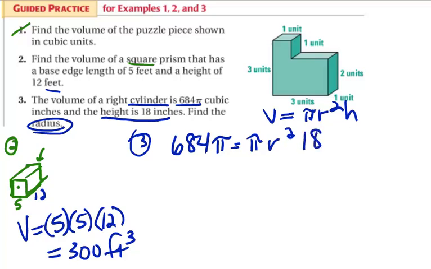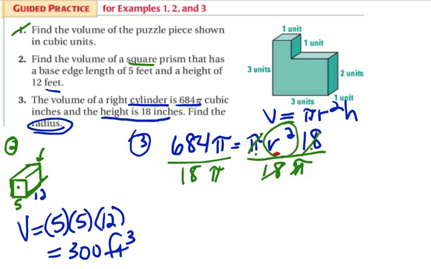All right, so we have to solve for r squared. There's what we're solving for, r squared. So the first thing I'm going to do is get rid of everything around the r squared. I have an 18 and I have pi, so let's divide those out. 18 pi on both sides. And so I get rid of the pi and the 18 over here, and I'll have r squared. The pi's will cancel here, and I'm going to get 684 divided by 18, which is going to give me 38 for my r squared.